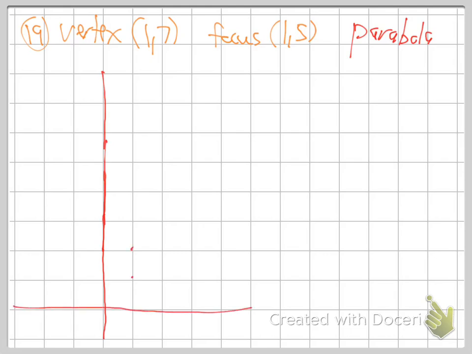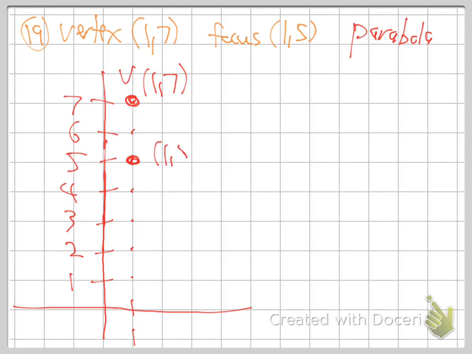So over 1 up 1, 2, 3, 4, 5, 6, 7 right there. And right there. So here's 7, 6, 5, 4, 3, 2, 1. So over 1 up 7, there's the vertex, and over 1 up 5, there's the focus point. Okay, so it's always good to put them on a graph. It's helpful, even though we don't have to graph on this one. It still helps us find the equation.